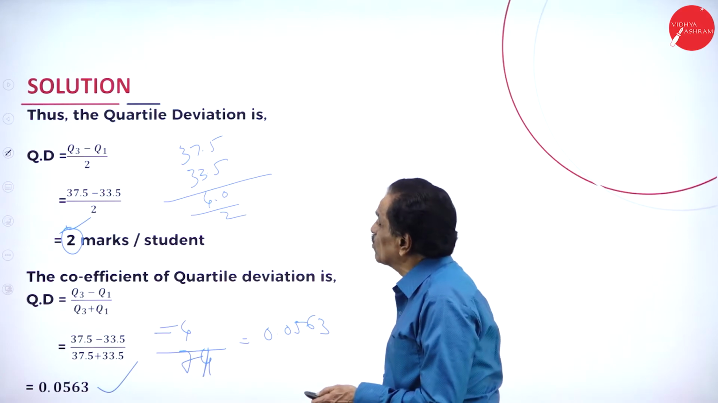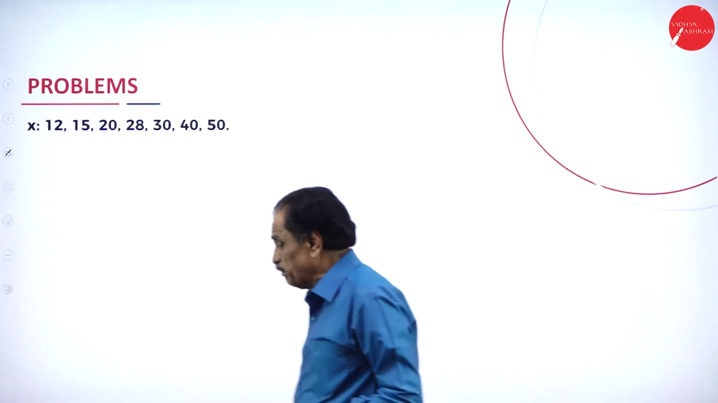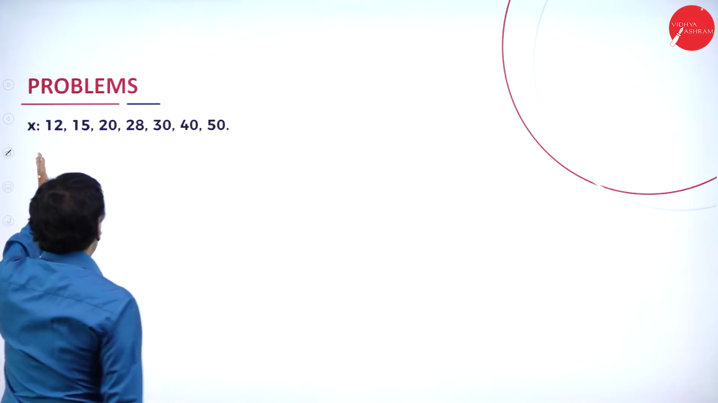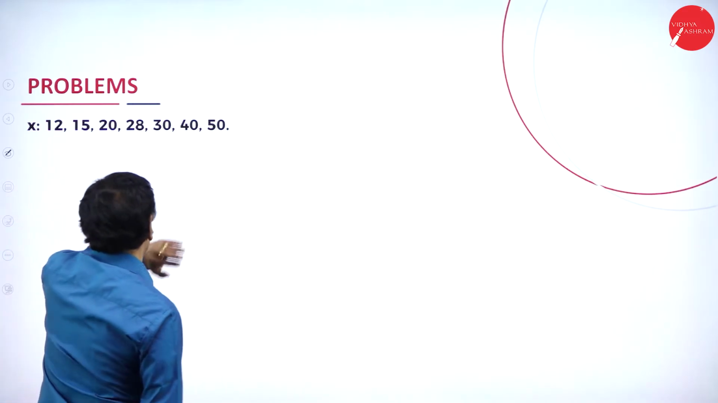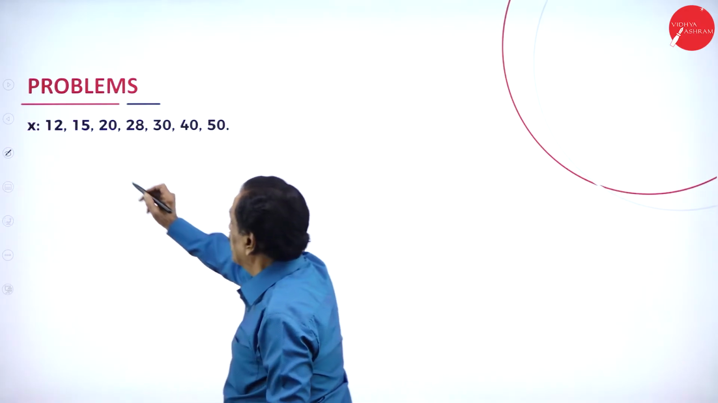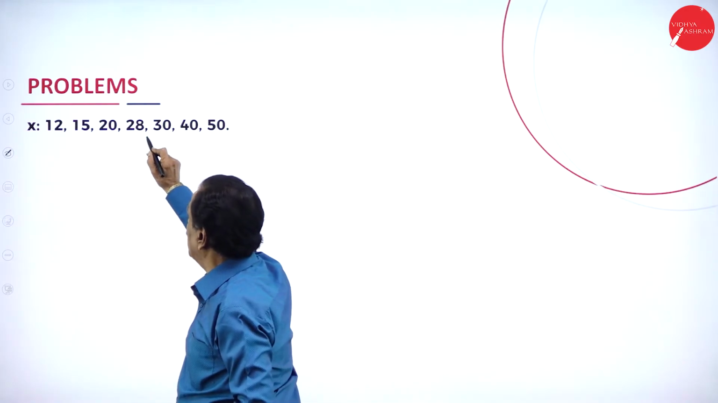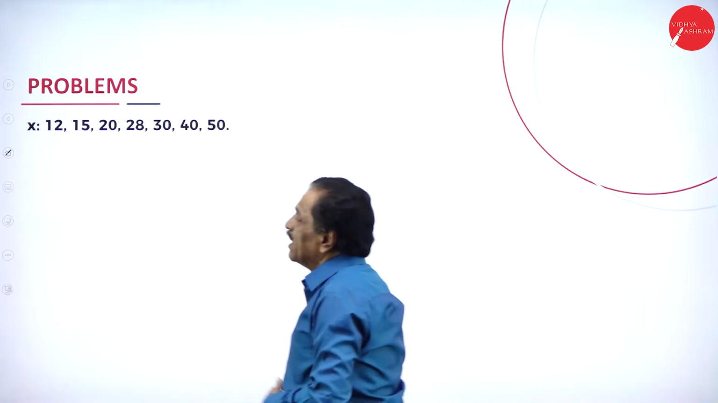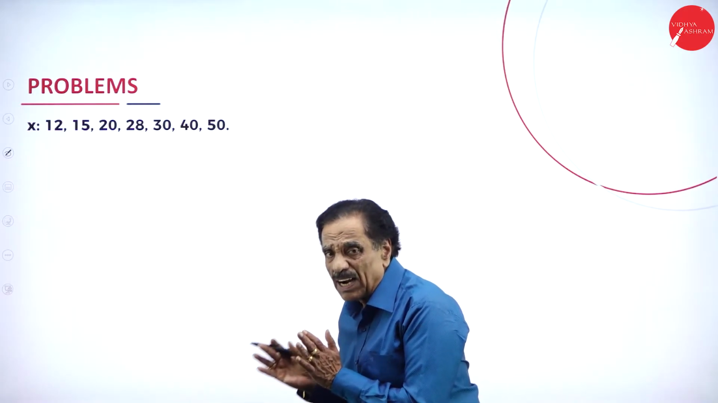Now we go slowly. We can go with a simple problem. You have 12, 15, 20, 28, 30, 40, 50. It is in order only. No ascending order arrangement is necessary.